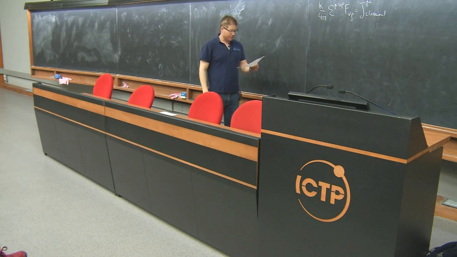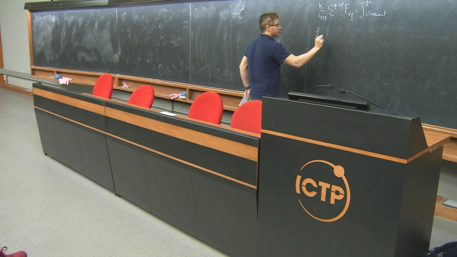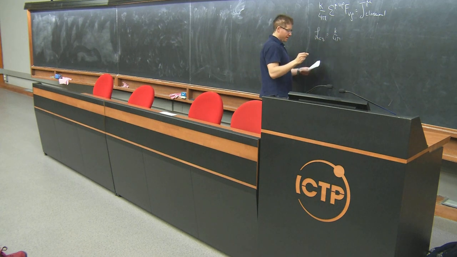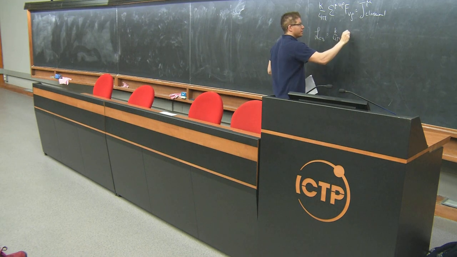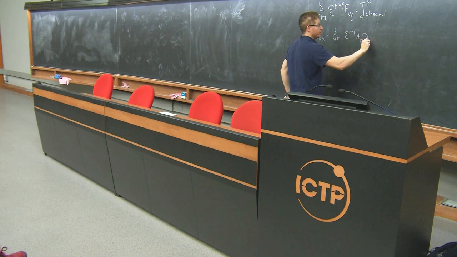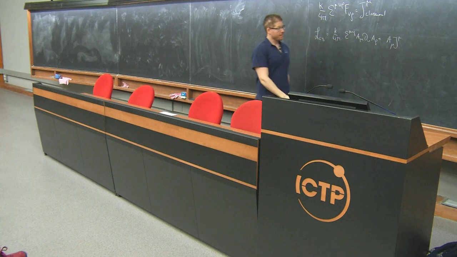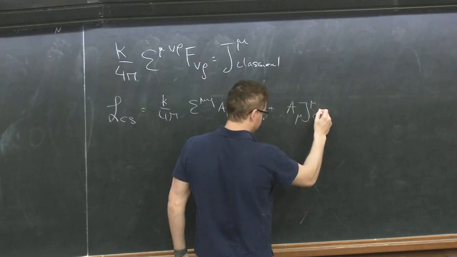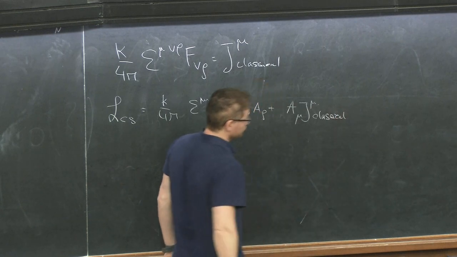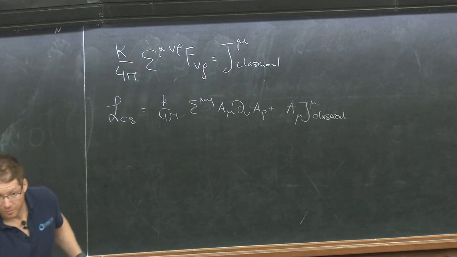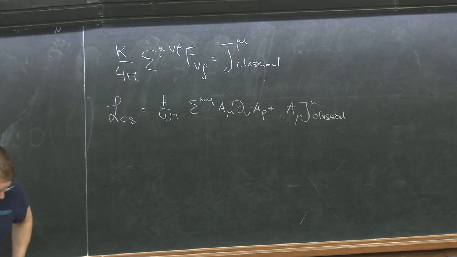So J mu is a classical field, A mu is a fluctuating field, and the action from which this is derived is called the Chern-Simons action. It's given by epsilon mu nu rho A mu d nu A rho, plus A J. J is classical. Okay, so we're going to analyze it a little bit today. It's a very fun system to study. It behaves in a very different fashion from electrodynamics. So now, are there any questions about yesterday that were not yet discussed?